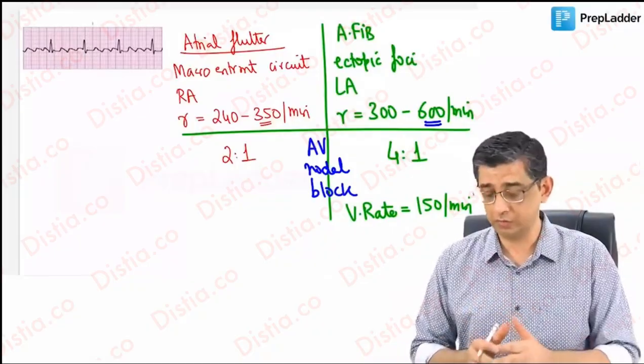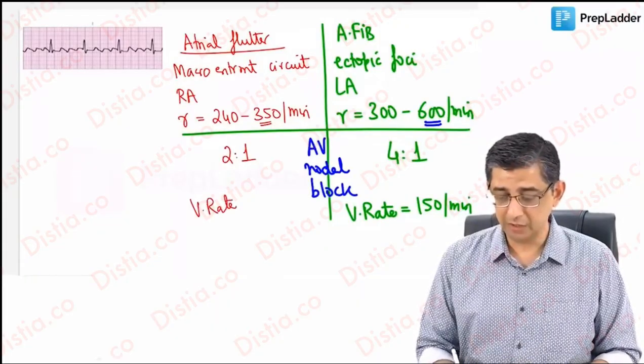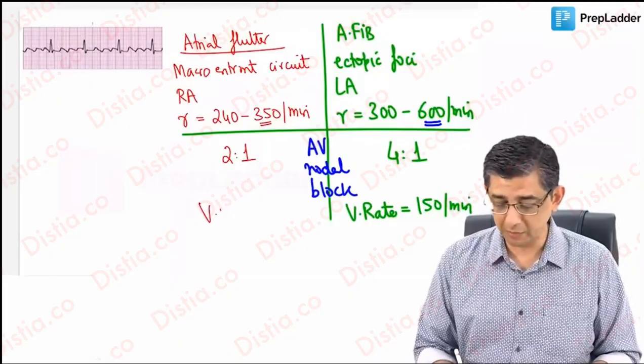If it's going to be a 2:1 block, then in those circumstances, the ventricular rate of the patient will turn out to be 350 divided by 2. This will be 175 per minute.